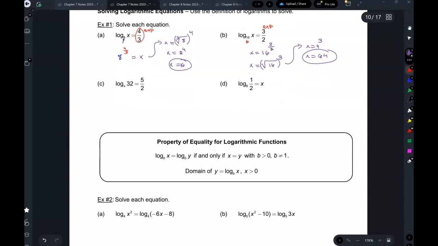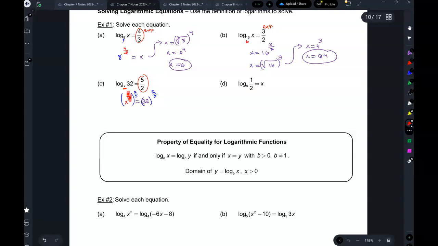Okay, next one. Again, x is the base. 5 over 2 is the exponent. So x to the 5 over 2 is equal to 32. Okay, so now this is a different situation. When you have x to the power of 5 over 2, what you have to do is raise this to the power of 2 over 5.